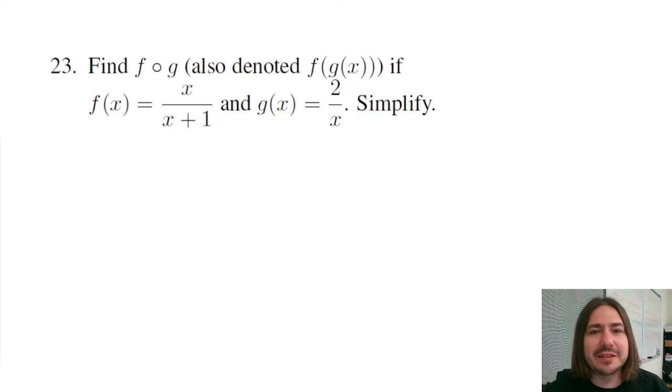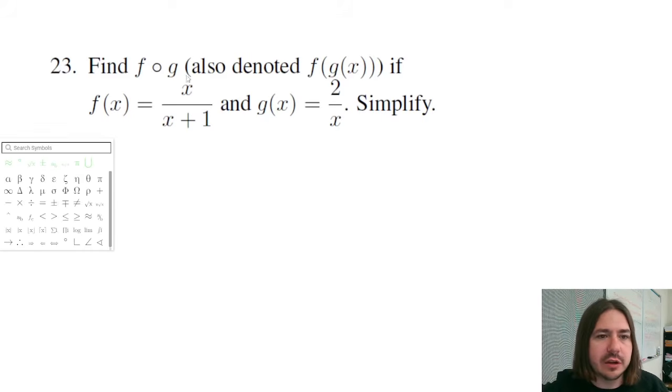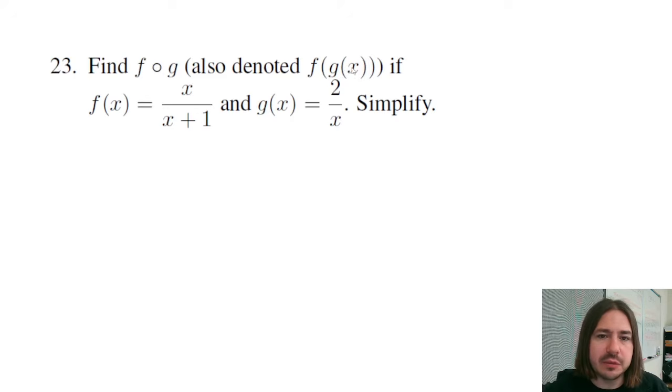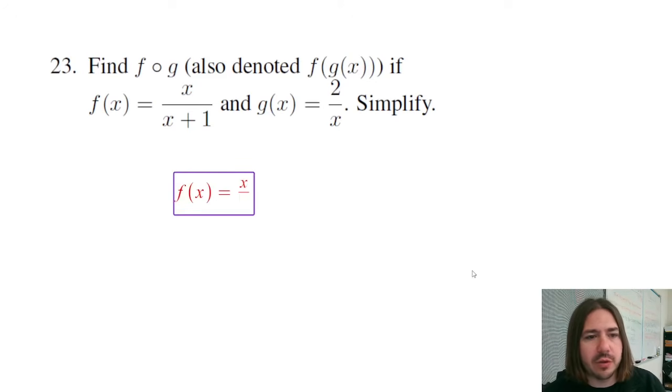Number 23 says find f of g, also denoted as f of g of x, where f of x is x over x plus 1 and g of x is 2 over x. So f composed with g just means that you have g being substituted into x for the f equation. So basically what we want to do here is we're going to write our f equation, and this is going to be f of x.